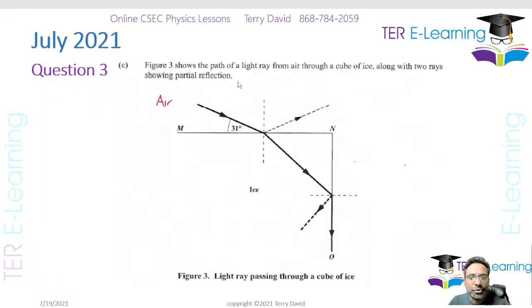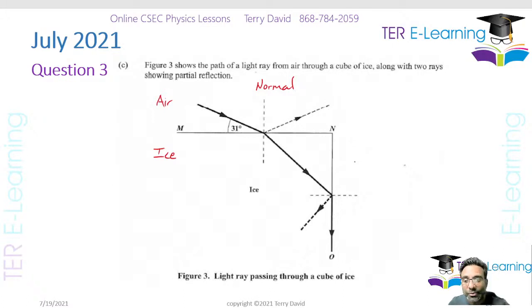What do they want here now? Determine the angle of incidence on face MN. Let's go back to that diagram here. First thing, this is air and this here is ice, right? That's air and ice. This dashed line here is my normal, right? So you have a ray that is entering from air into ice.